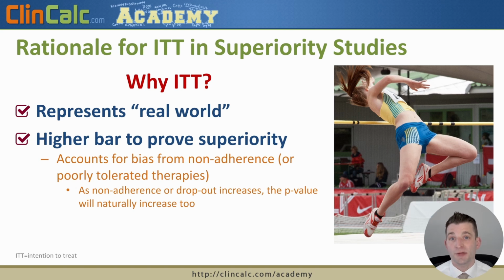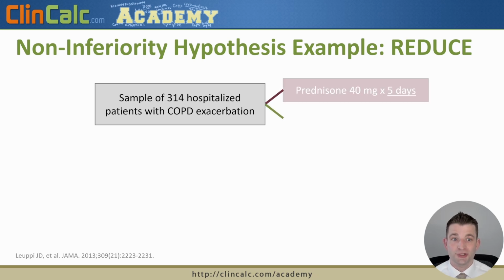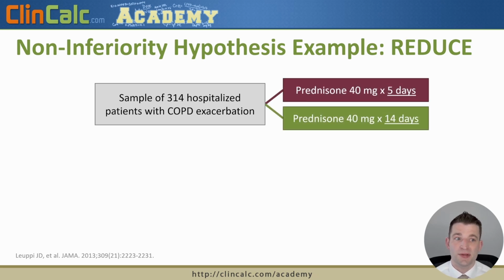It'll be harder for our study to show that our treatment is beneficial. Now, the alternative to a superiority study design is a non-inferiority study design. As an example, the REDUCE trial looked at about 100 patients who were hospitalized with a COPD exacerbation, and they randomized patients to get prednisone 40 milligrams for 5 days or 40 milligrams for 14 days.